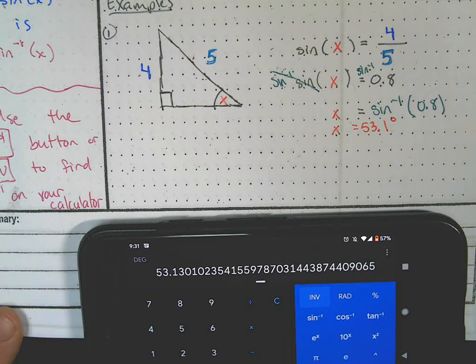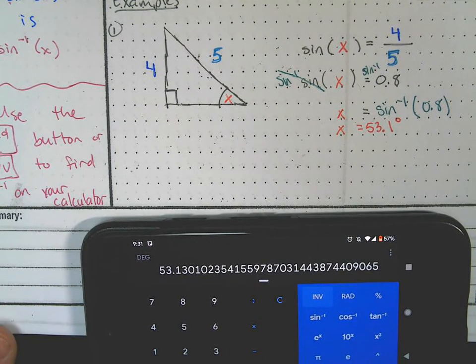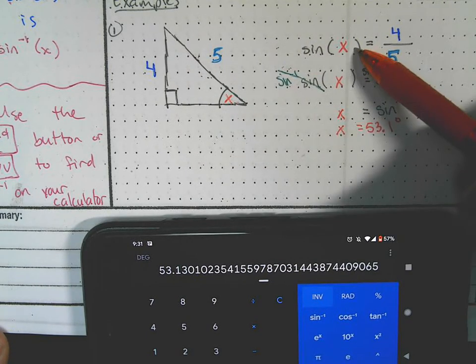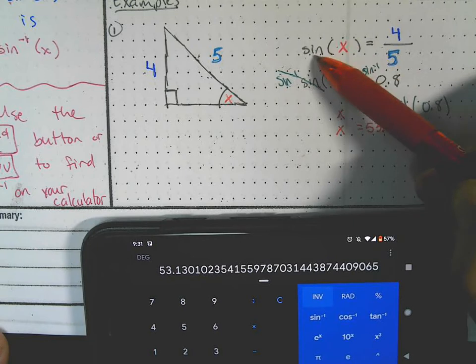Like so. And that's how we can use sine inverse, the inverse of sine, to help us solve for x when x is the angle. So x is inside the sine, and how do I get rid of sine? Sine inverse.